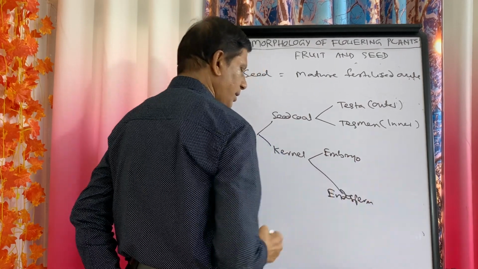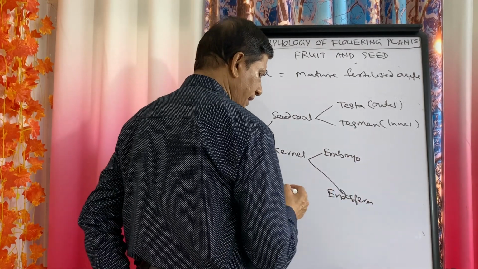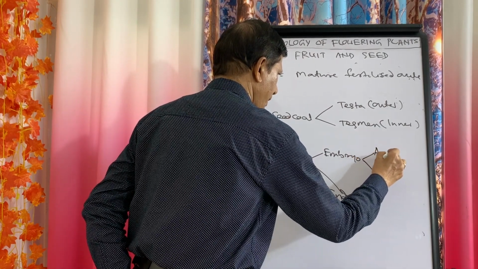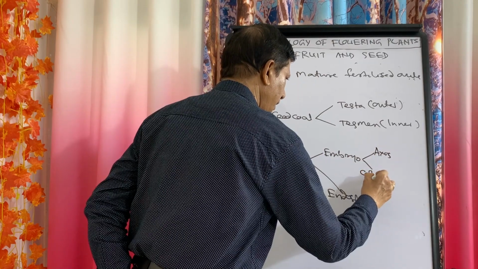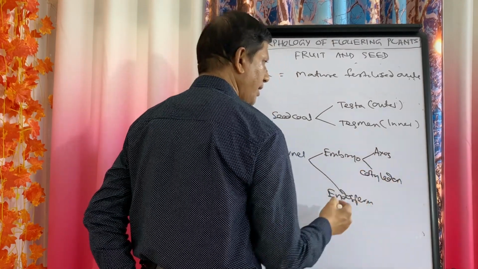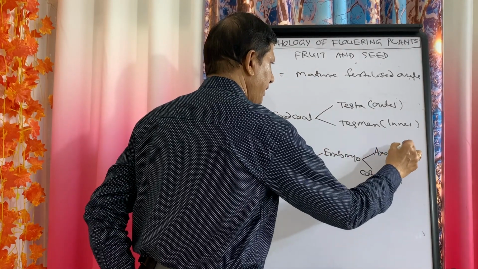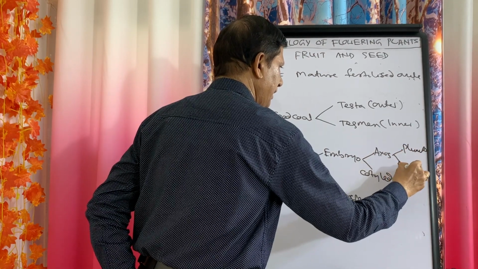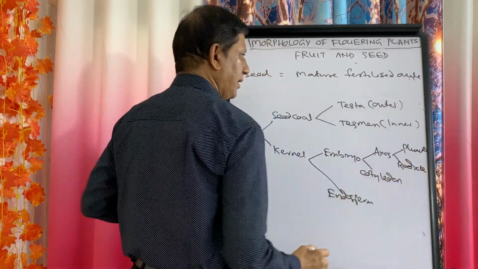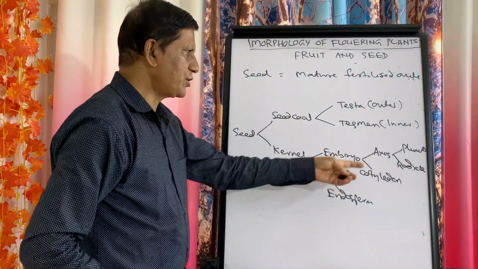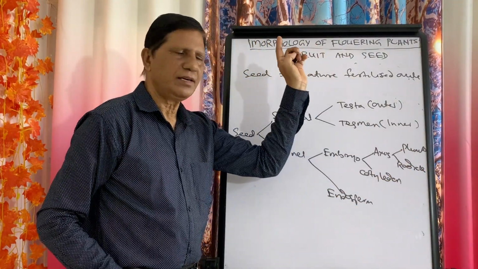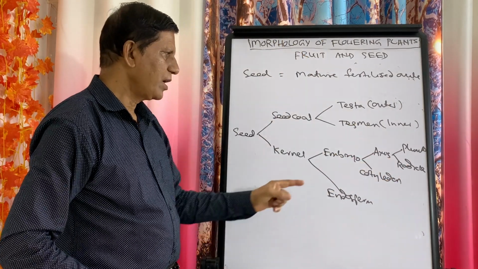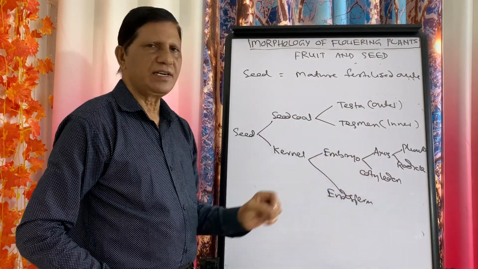Now the embryo is again divided into axis and cotyledon. Now the axis is again divided into plumule and radicle. After the seed germinates, the plumule gives rise to the shoot system, while the radicle gives rise to the root system. Now the remaining part is known as cotyledon.